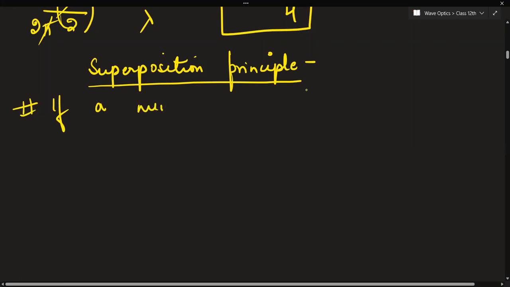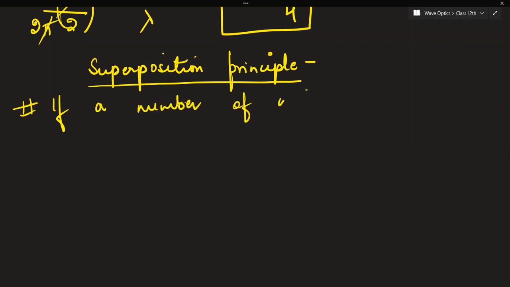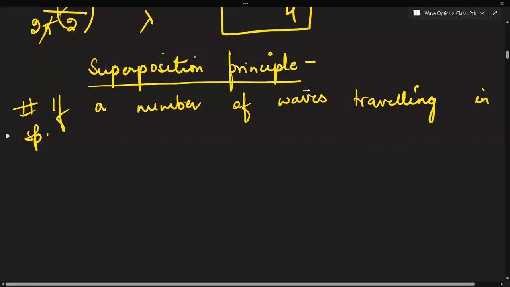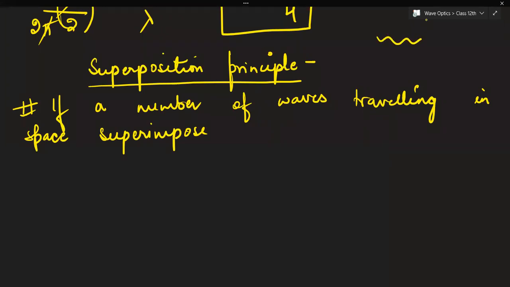If a number of waves traveling in space superimpose, it means there is more than a single wave present. So many waves are present in space, and at a single point these waves are acting. Then how will you calculate the net displacement? Each will have its own displacement, and so on.